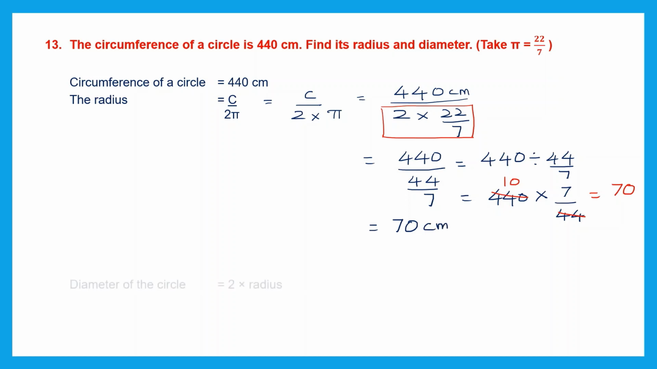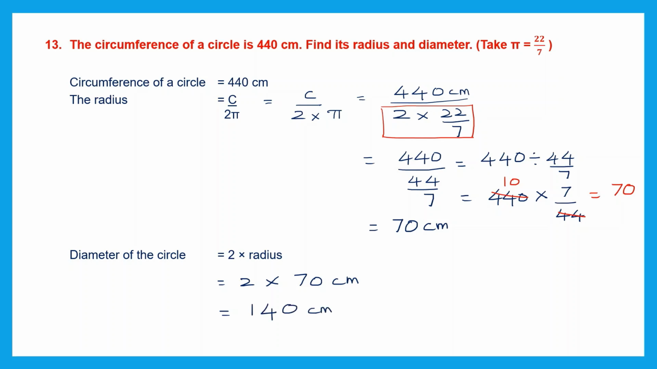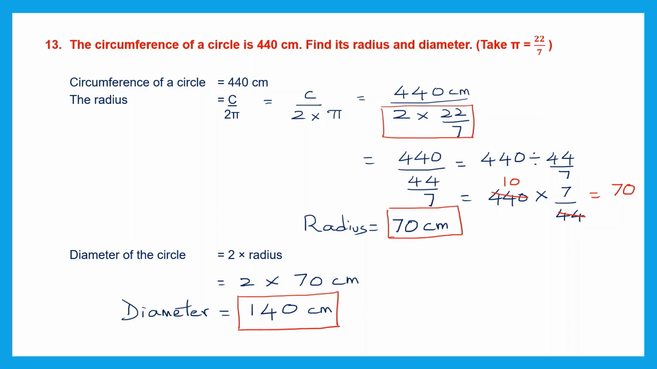Now we have to find the diameter. And diameter is 2 into radius, the formula. So 2 into, let's substitute the value for radius, 70 centimeters. 7 2s are 14. So 70 into 2 is 140 centimeters. So we have found the diameter also. So first we found the radius, the radius we have found out to be 70 centimeters. And the diameter we found out to be 140 centimeters.